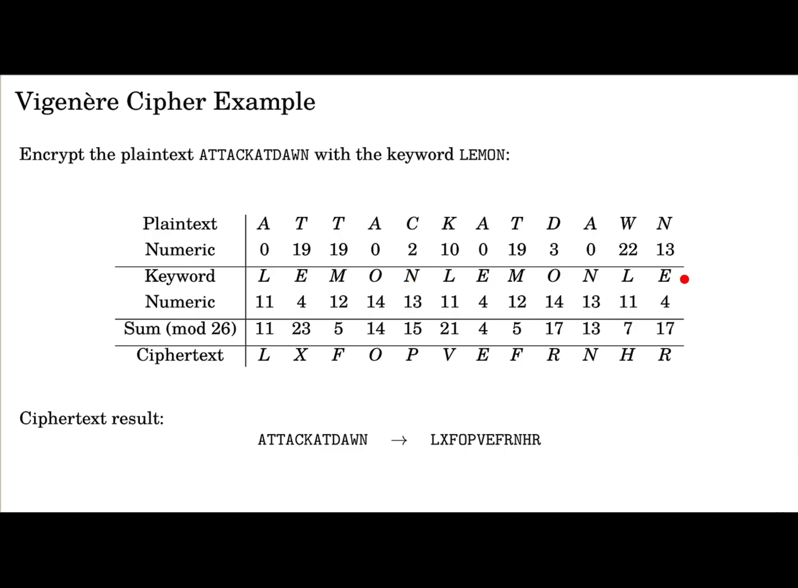The person who is decoding knows that you write out "lemon" and then "lemon" again, and you continue to write that as many times as needed. You then convert these into numbers. Now you just do the sum of these two, mod 26, and this is your ciphertext. So "attack at dawn" becomes this over here.